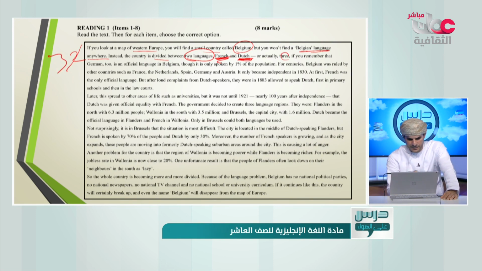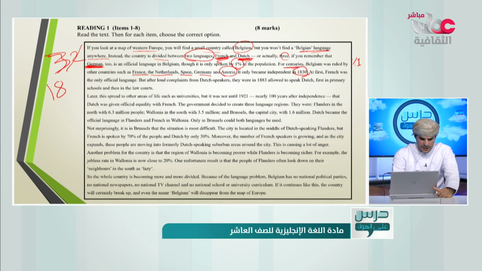If you remember that, German too is an official language in Belgium, so three official languages here. Though it is only spoken by 1% of the population. For centuries, hundreds of years, Belgium was ruled by other countries such as France, the Netherlands, Spain, Germany, and Austria. It only became independent in 1830.